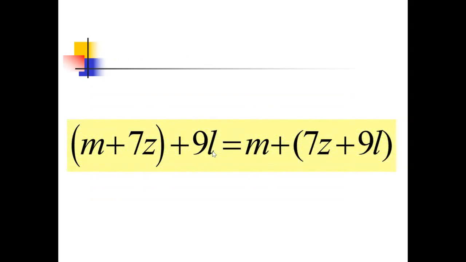Let's try one more. m plus 7z plus 9l equals m plus 7z plus 9l. If you noticed, I have kept the order same. Let's see the grouping. On my left side, I have m and 7z grouped together. On my right side, I have 7z plus 9l grouped together. So my grouping is different here, but my order is same. This is an example of an associative property.